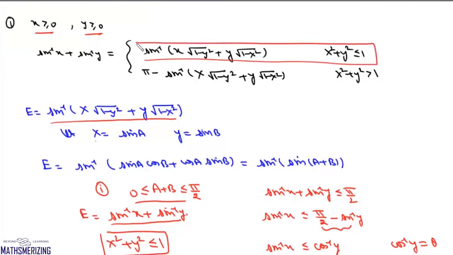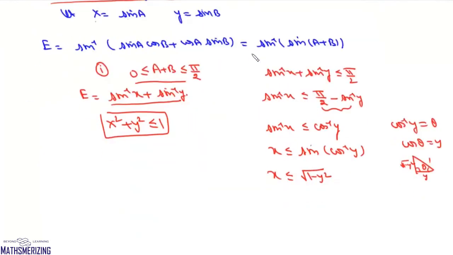When x square plus y square is less than or equal to 1, then we can simply write sine inverse x plus sine inverse y as sine inverse of x under root 1 minus y square plus y under root 1 minus x square. Now we'll consider the second case.